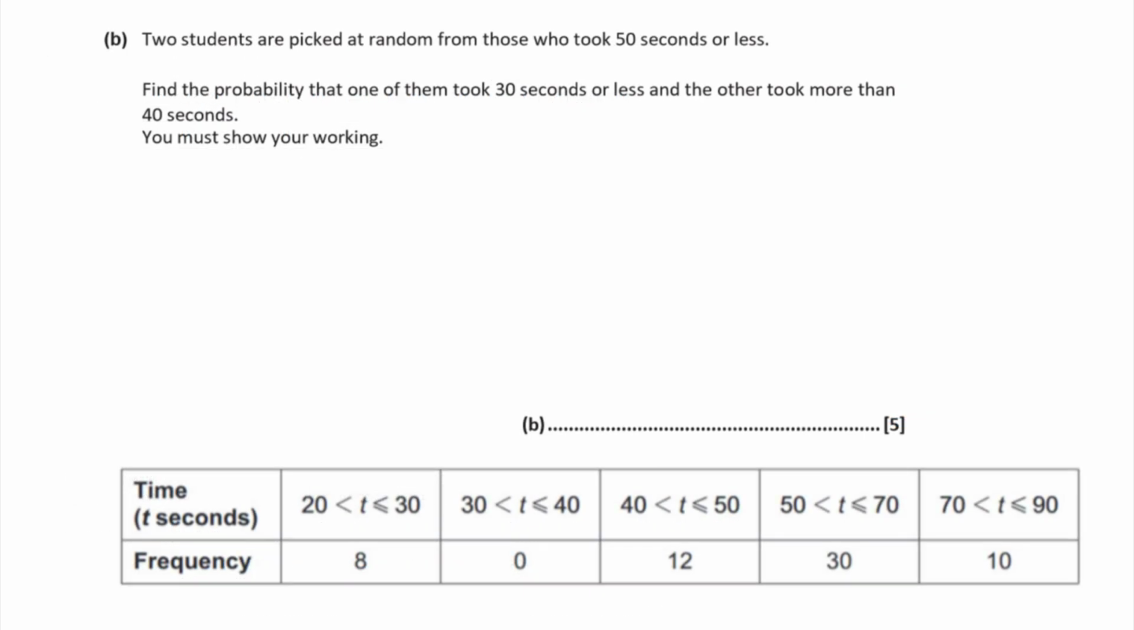We've got it. Part B says 2 students are picked at random from those who took 50 seconds or less. Find the probability that one of them took 30 seconds or less and the other took more than 40 seconds. You must show your working.